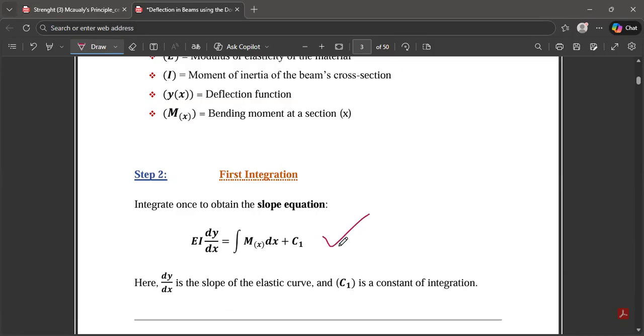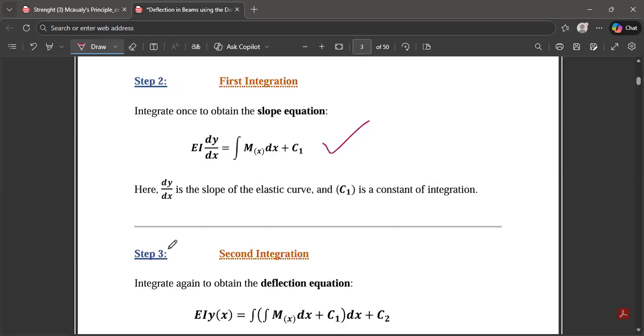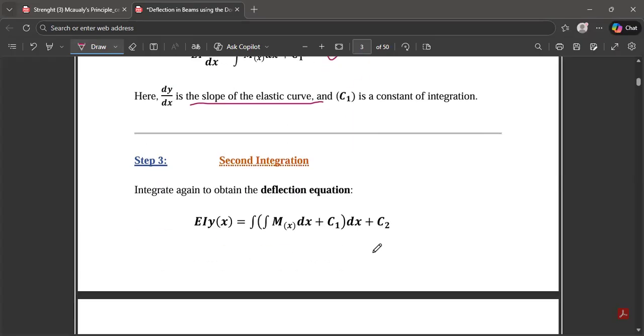Okay. Yeah, so if you are being asked to calculate for the slope at the support, it means that your first integral of the bending moment equation should give you your what? Your slope equation. Here we are saying that our dy/dx is the slope of the elastic curve, and c1 is the constant of integration. Take note that c2 will always be 0 because the cut was taken at the right hand side.